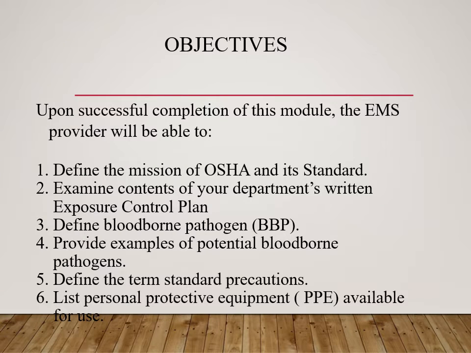Upon successful completion of this training, the EMS provider will be able to define the mission of OSHA and its standards, examine the contents of your department's written exposure control plan, define blood-borne pathogens, provide examples of potential blood-borne pathogens, define the term standard precautions, and list personal protective equipment available for use.